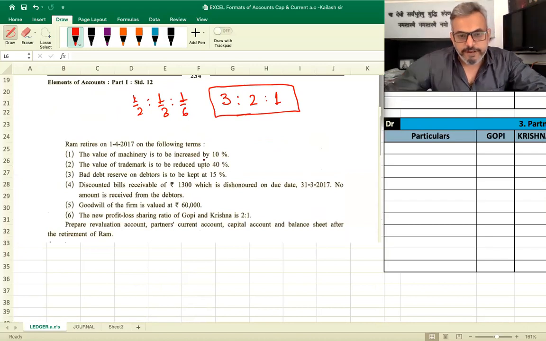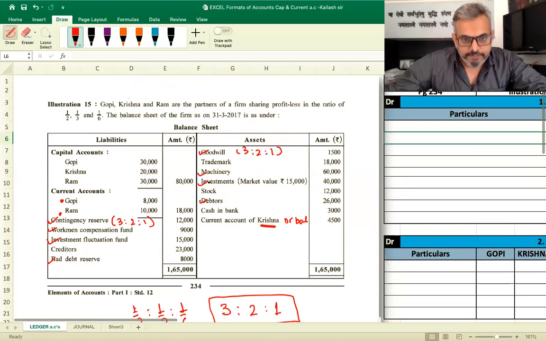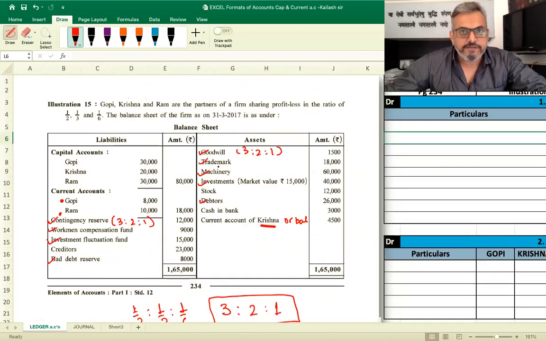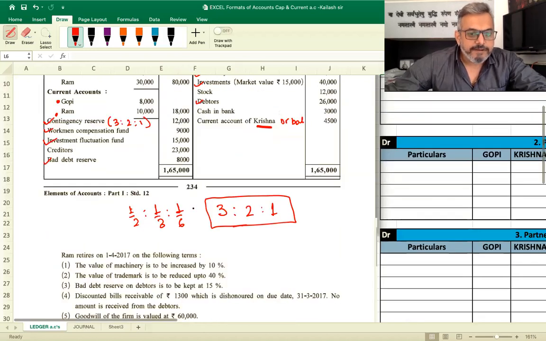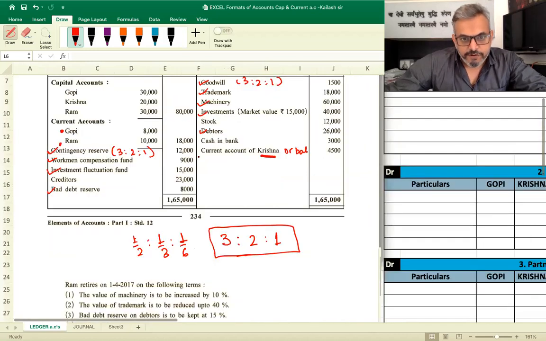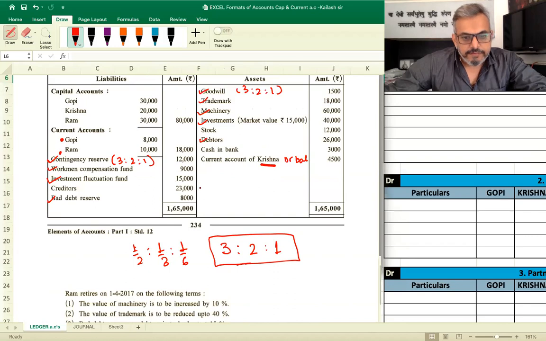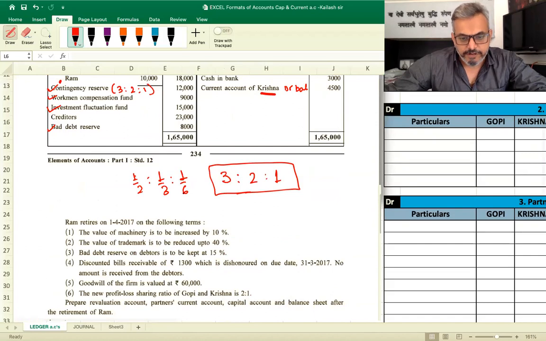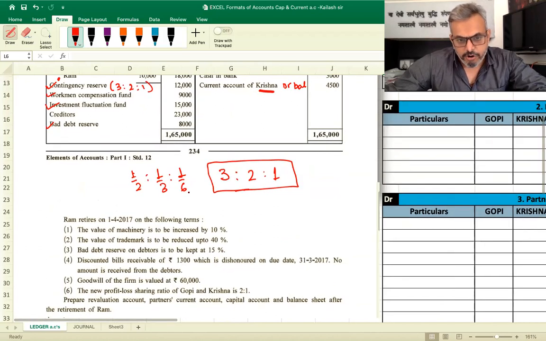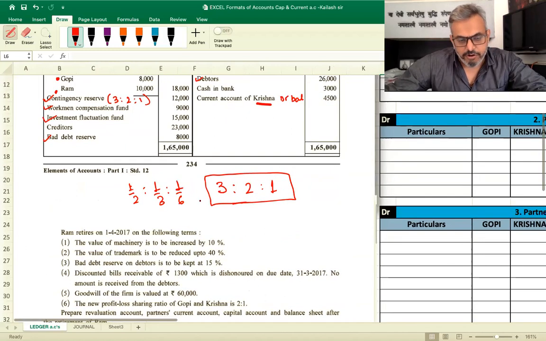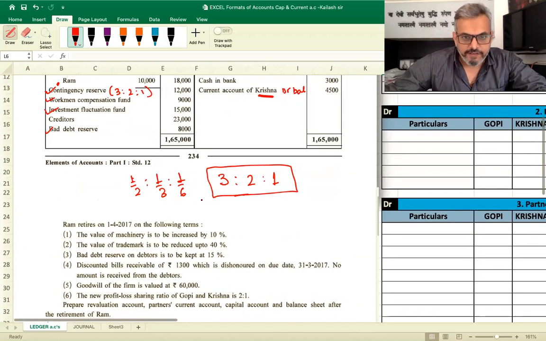Value of machinery is to be increased by 10%. Tick machinery. Value of trademark is to be reduced by 40%. Again, there's adjustment, so tick trademark. Then bad debt reserve is to be kept at 15%. So debtors ko already tick kiya hi hai. Bad debt reserve ko bhi tick kiya hai. Then discounted bill receivable of 1300, which is dishonored on due date. No amount is received from debtors. So bill receivable bhi hai aur wo discount karaya tha jo dishonor ho gaya.